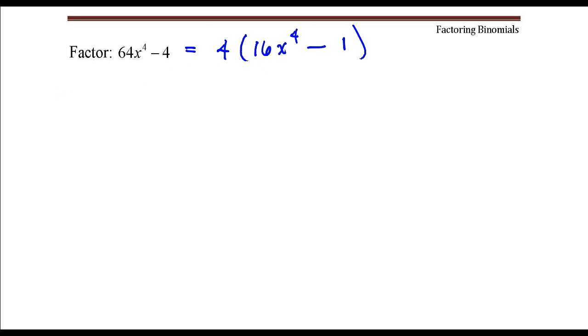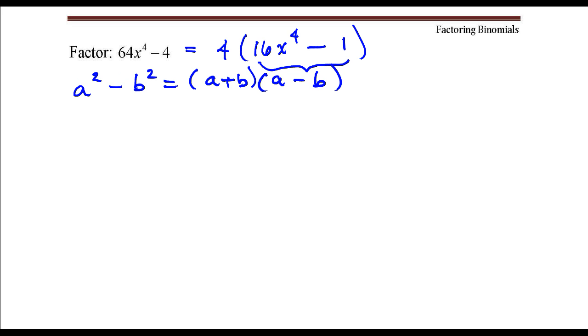Okay, so I'm going to factor this part using a difference of two squares factoring formula, and that formula looks something like this. A squared minus b squared is a plus b times a minus b.